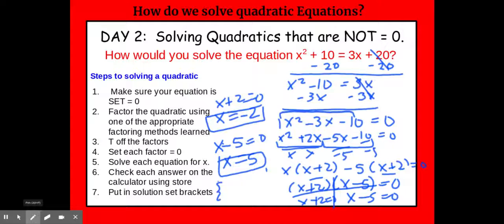So I could put them in solution set notation with brackets. That indicates that I have two answers for this quadratic, and those would be your answers. So there's only one extra step we're going to be working on today. If you have any questions, just message me, pause the video, and copy this down.